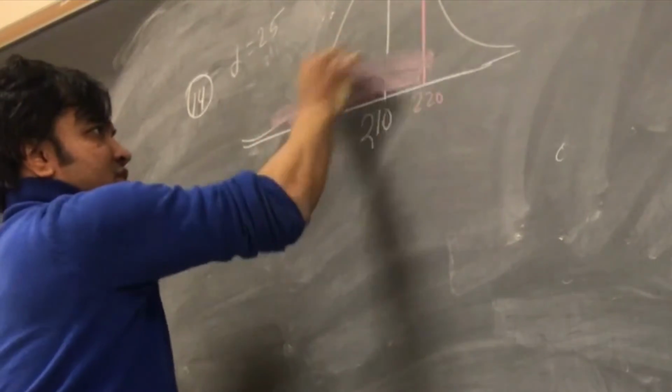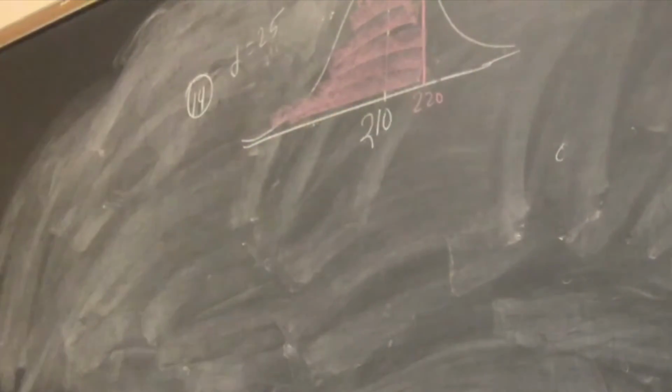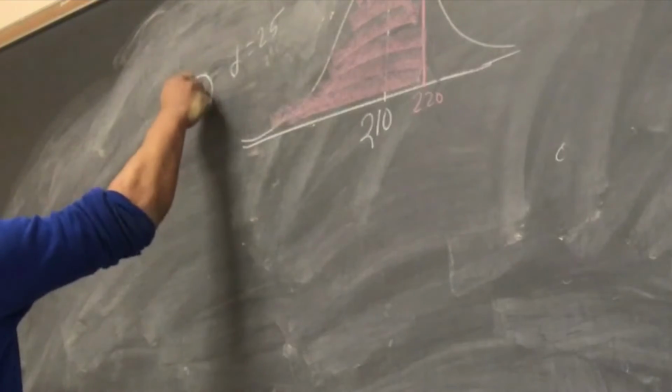So we need to use the Z table. We have not been using it for a long time, so we're going to use it again. This is number 13.